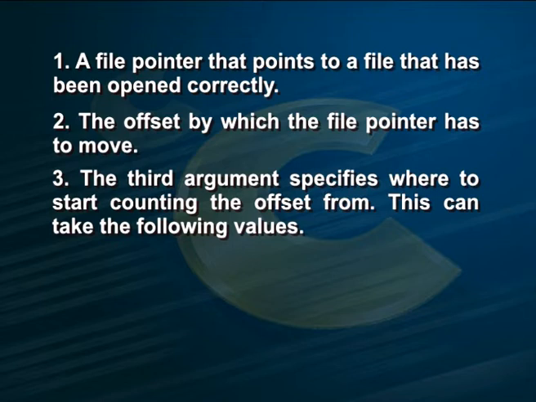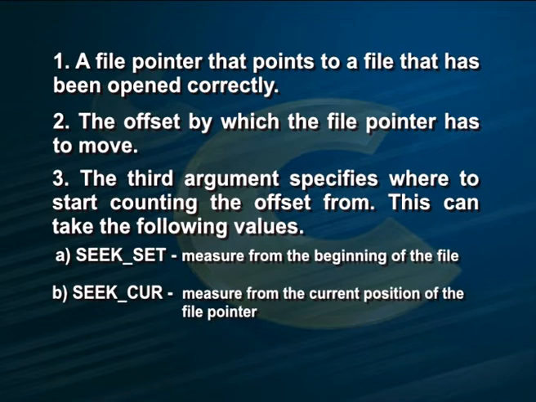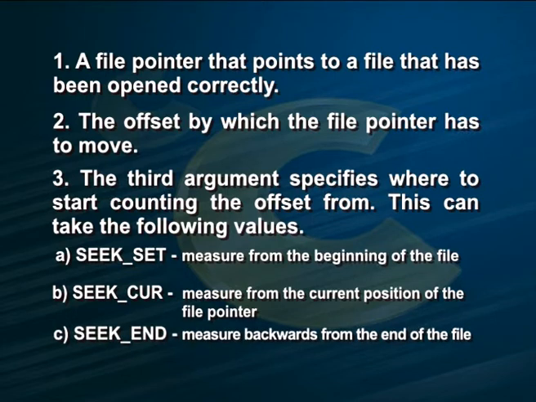This can take the following values. One is SEEK_SET, that indicates measure from the beginning of the file. Second is SEEK_CUR, that says measure from the current position of the file pointer. Third is SEEK_END, which says measure backwards from the end of the file. The new position of the file pointer, measured in bytes from the beginning of the file, is obtained by adding the offset to the position specified by the third argument.